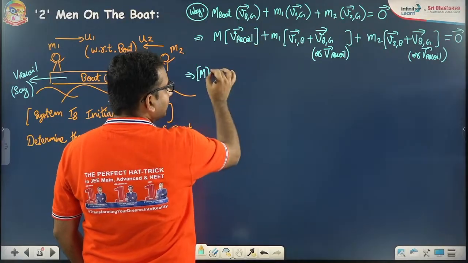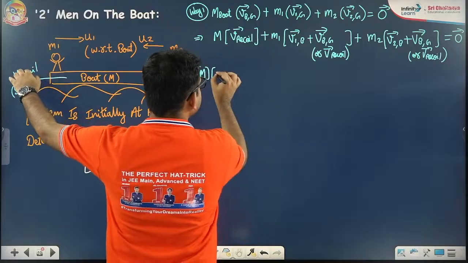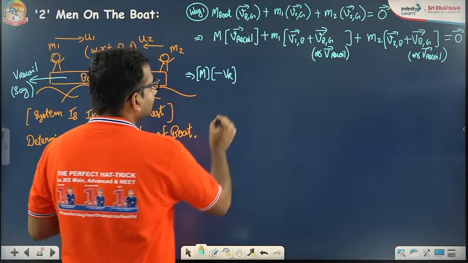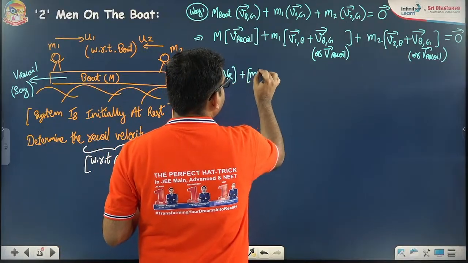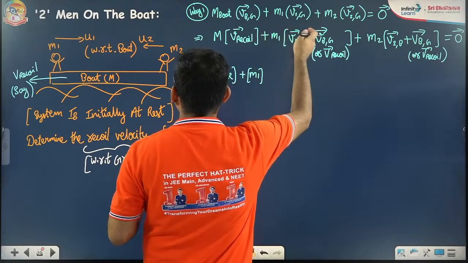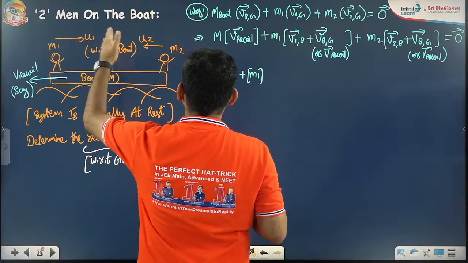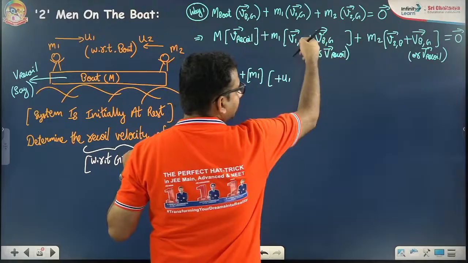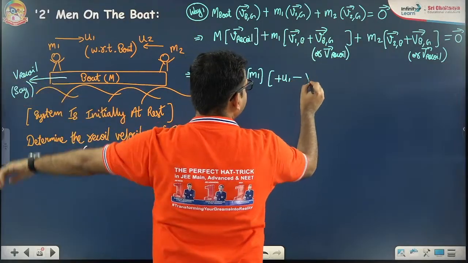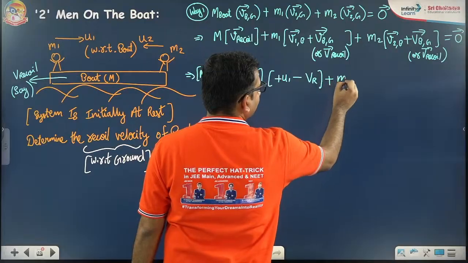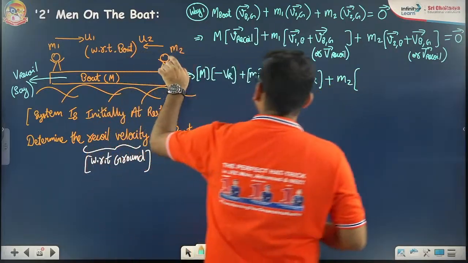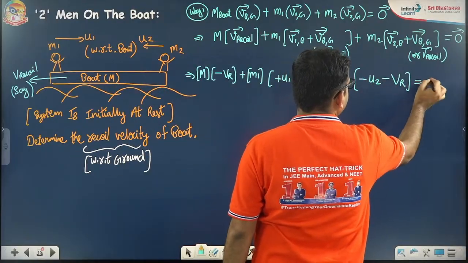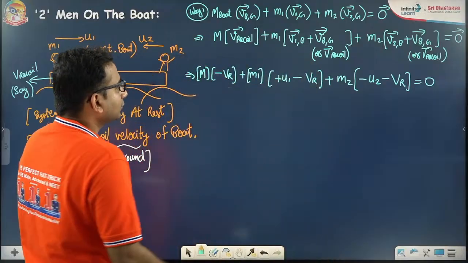So the mass of the boat is capital M. The recoil velocity vector as per our assumption is minus VR, because the convention is all left things I will be taking as negative, plus M1, velocity of 1 over the boat. Diagrammatically it is forward, so I'll be writing it as plus U1, and again the recoil velocity I am adding, so it is minus VR, plus M2. The velocity of 2 with respect to boat, diagrammatically it is towards the left, so it is minus U2 minus VR, that is equal to 0. You can solve this and get the value of VR.